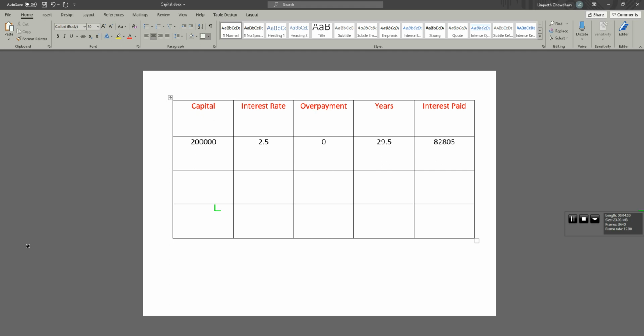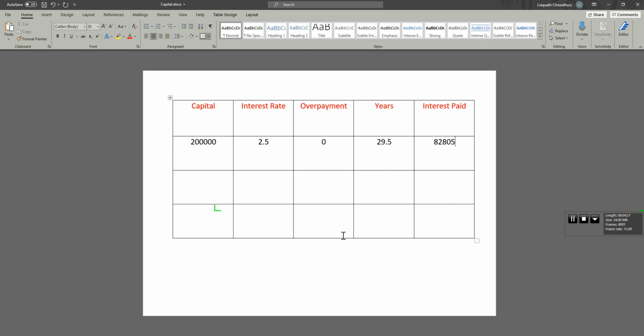So now we can see that when we take a mortgage of 200,000 US dollars at the rate of 2.5% over 29 years, we are paying an extra 82,000, almost $83,000. So the cost of the mortgage is 82,000.